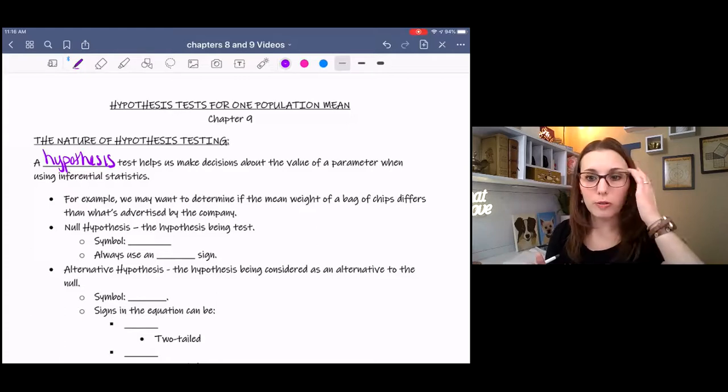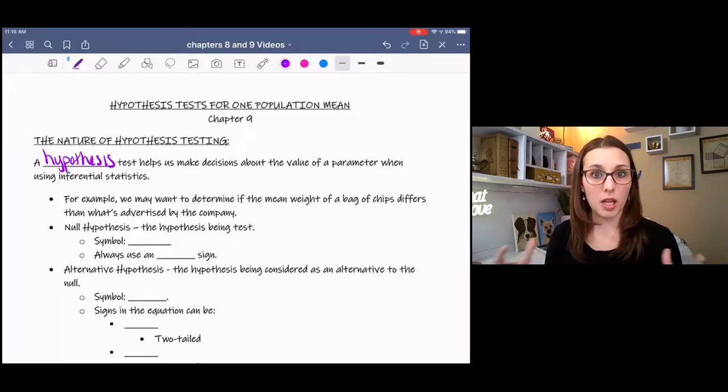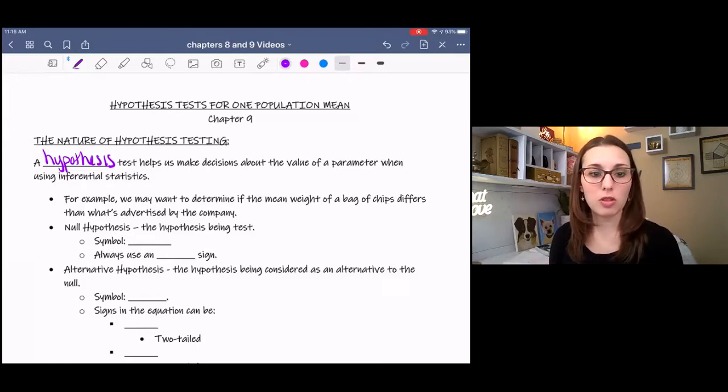If you have a sample and you're trying to figure out, based on the sample, a population mean, which is a parameter, then we're using inferential statistics because we're using our sample to make inferences. An example of that is trying to determine if the mean weight of a bag of chips differs from what's advertised by the company.